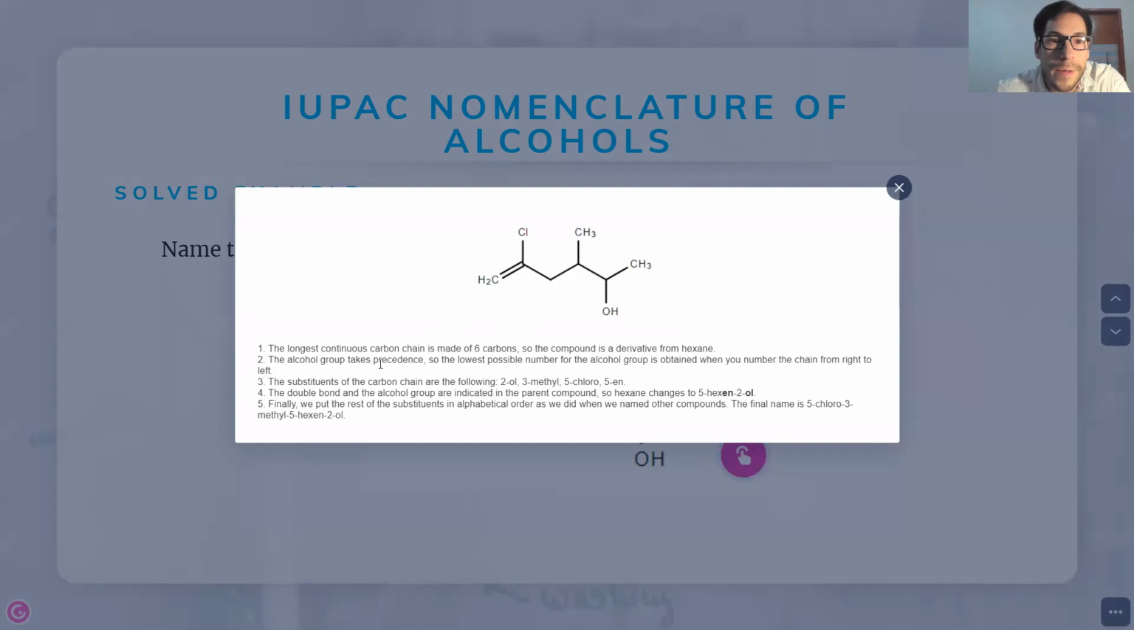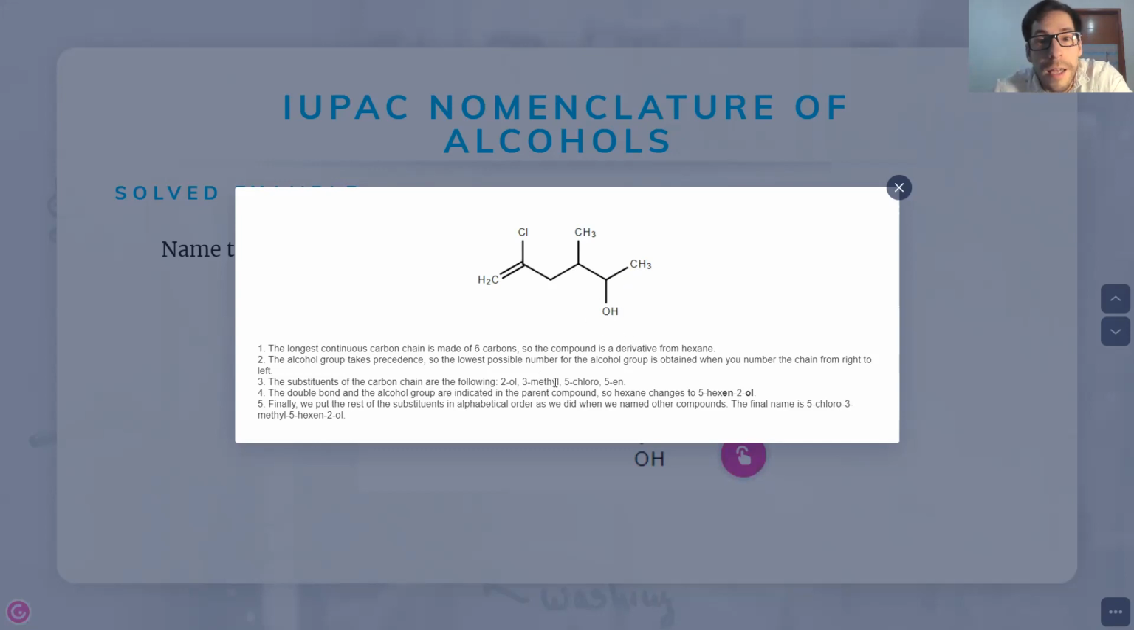Now the alcohol group takes precedence. So here's the OH group. The numbering will be better if we do it from right to left, right? Because the OH will take number 2, which is lower than 1, 2, 3, 4, 5. So we numbered the chain from right to left, 1, 2. Now the other groups are the substituents of the carbon chain and are the following: 2-ol.